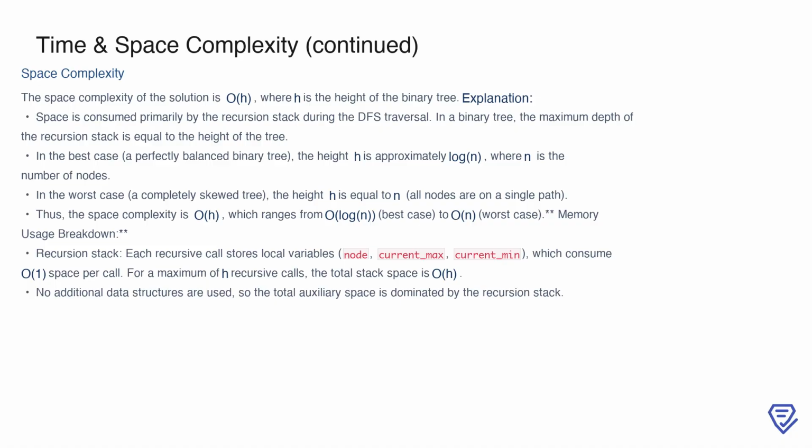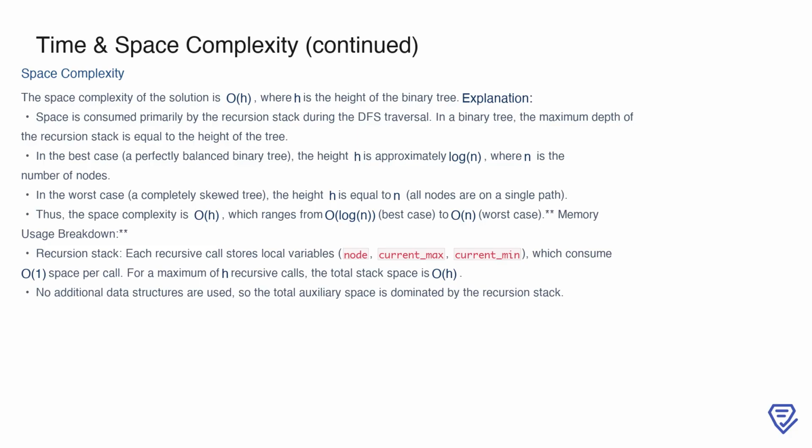The space complexity of the solution is O(h), where h corresponds to the height of the binary tree. This arises from the recursion stack used during the DFS traversal. The maximum depth of recursion is equal to the height of the tree. In the best case, where the tree is perfectly balanced, the height h is approximately log n, where n is the number of nodes. In the worst case, such as a completely skewed tree, the height h becomes n, as all nodes lie along a single path. Hence, the space complexity ranges from O(log n) in the best case to O(n) in the worst case.